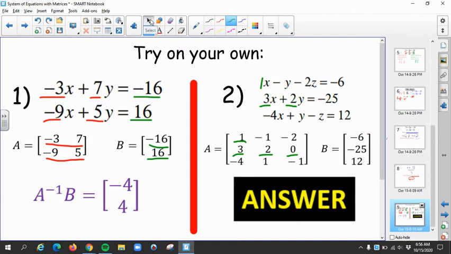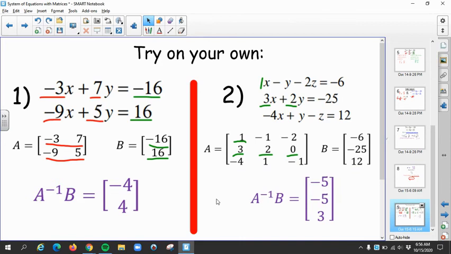Now do your inverse matrix and see if you can find your answer. Hopefully you got the same thing as I did, -5, -5, and 3, which means your X is equal to -5, your Y is equal to -5, and your Z is equal to 3. I hope that was helpful.